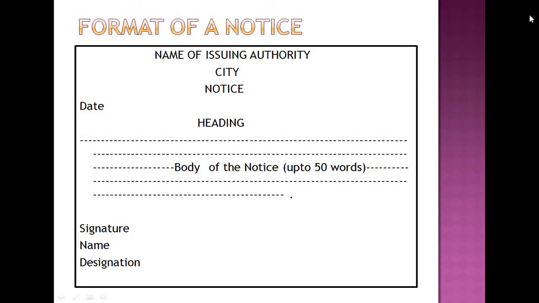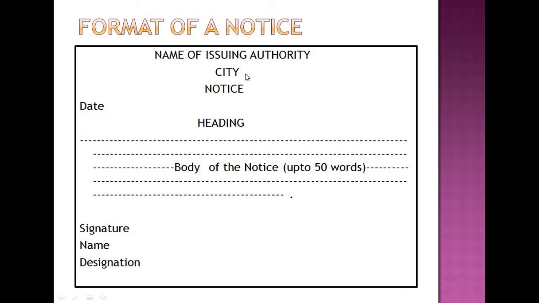Now let us discuss the format of a notice. First and the most foremost thing that you need to note is the notice must be enclosed in a proper box. First and the most foremost thing which you write is the name of the issuing authority, the city, and then you write the word notice. All three of these things must be written in capitals, as you can see that I have written over here.